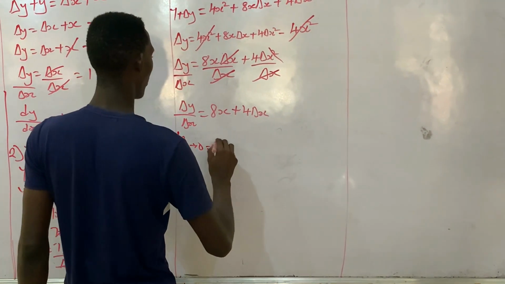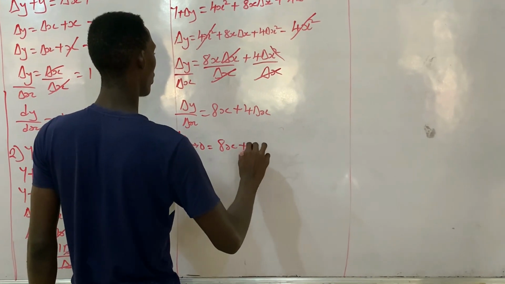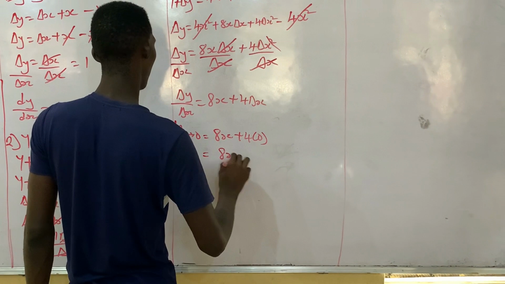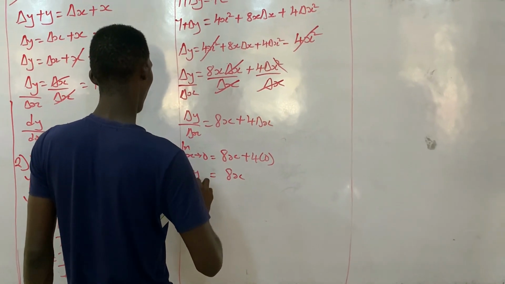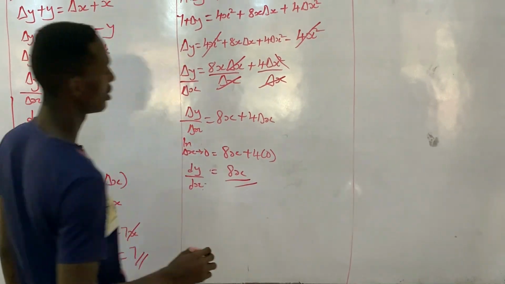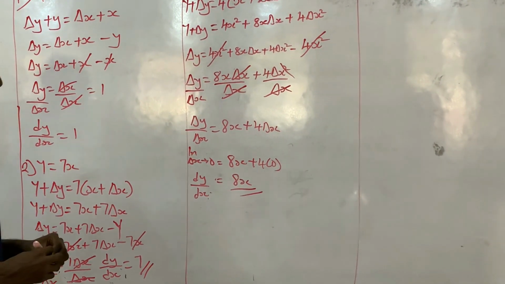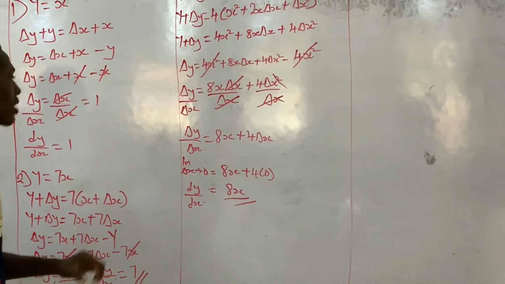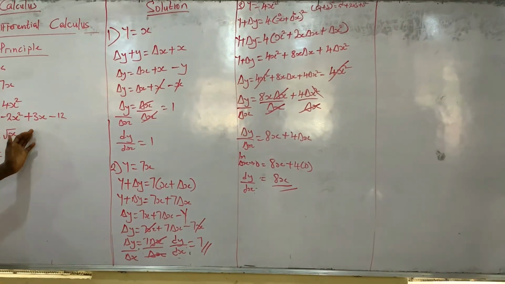By doing that, we have our 8x plus 4 in bracket 0. So that gives us what? 8x. Therefore, our dy dx is equals to 8x. Can you see why it is like this now? We are done with that. Now, we can move to this.